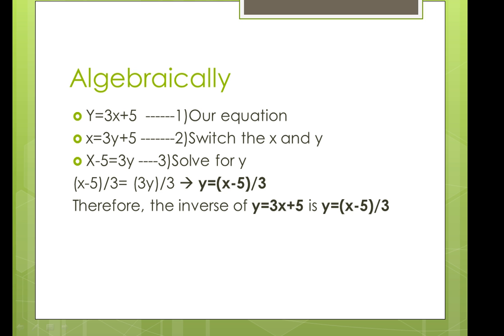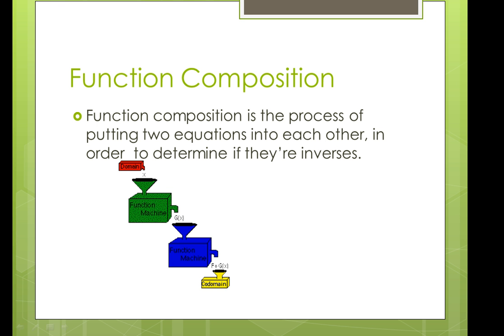Now moving on to function composition. Function composition is the process of putting two equations into each other in order to determine if they are inverses. So it's a way that you can determine whether they are or not after you have found them algebraically. As you can see in this picture, if you put f of x into the function machine, it'll come back out as x. It'll go back into g of x, and it'll come back out as x. And if you flip those and do it the opposite way, it should also come out as x. And from there, it'll prove that the two are inverses.